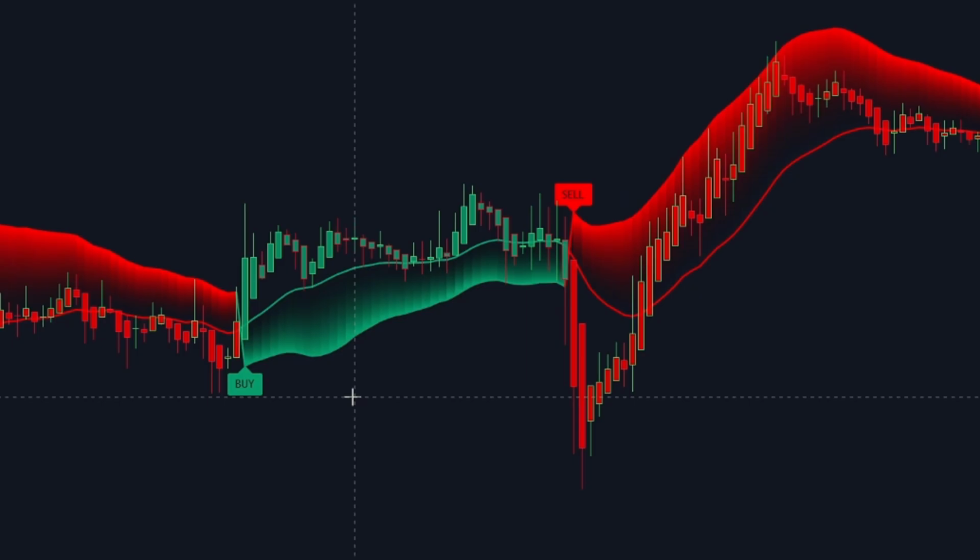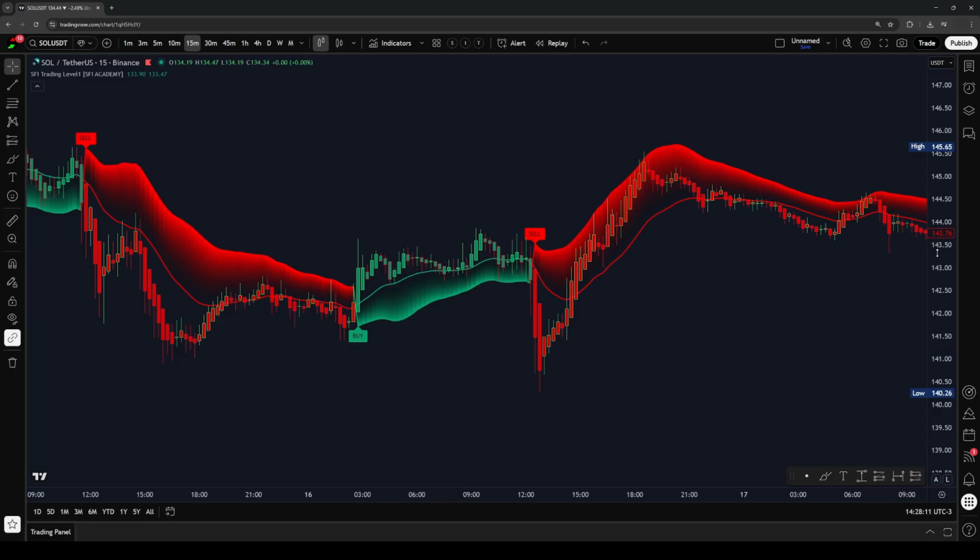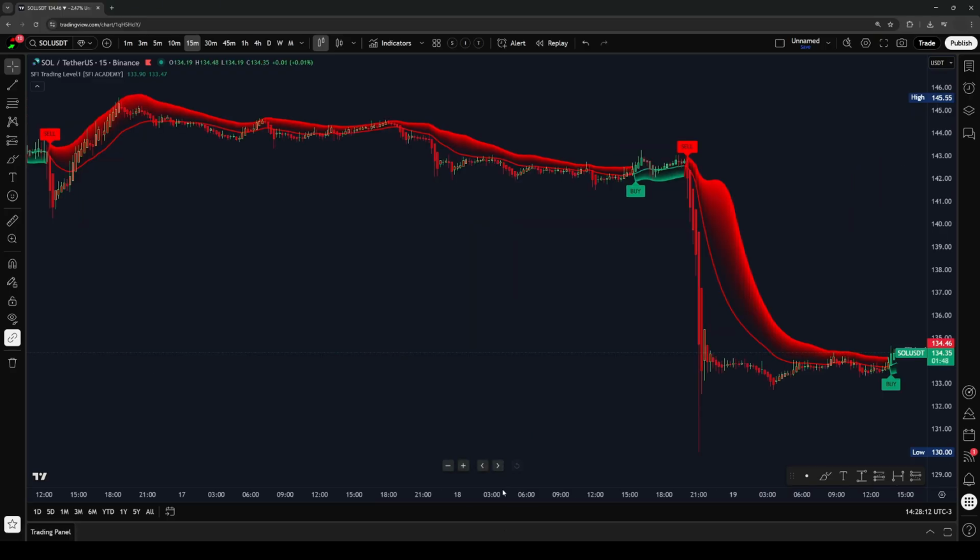SFI doesn't try to predict tops or bottoms. It simply follows confirmed trend shift.